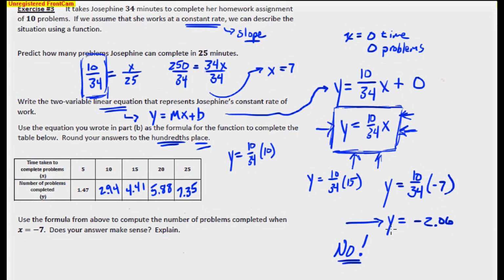So there's a little introduction to functions for you. When you do the assignment that goes along with this video, it will be very similar to what we've done here.